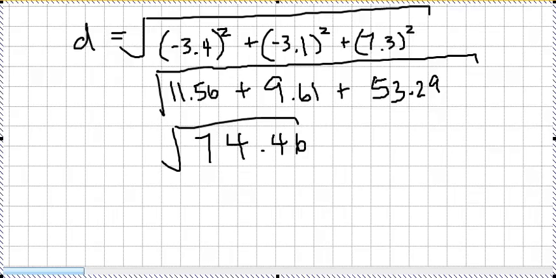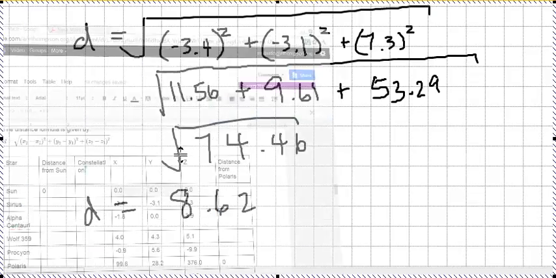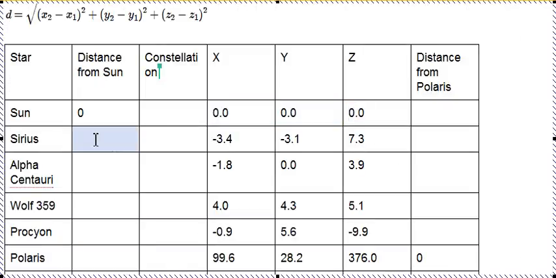And my square root button is here. And you get 8.62. So, I'm going to give you your first answer. The first answer is 8.62. Sounds good?